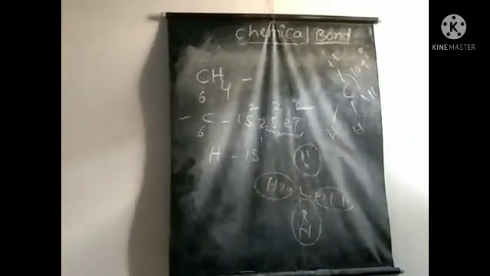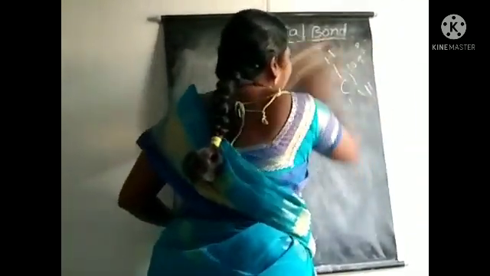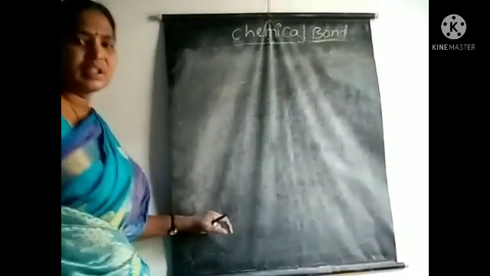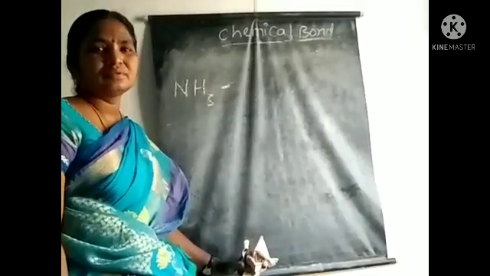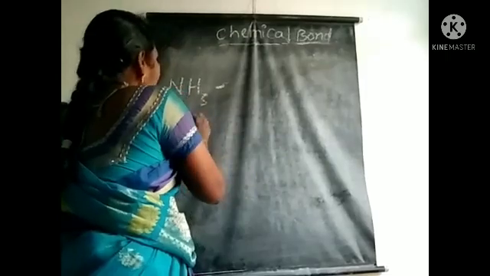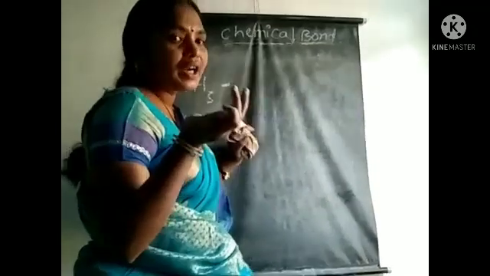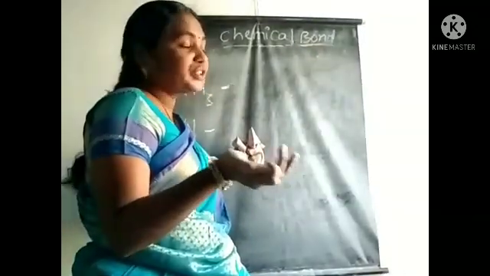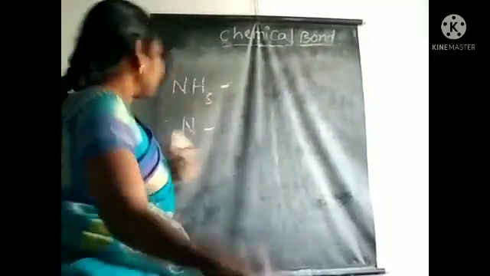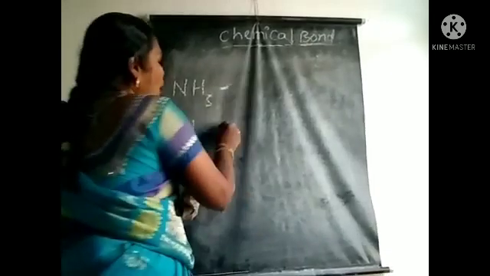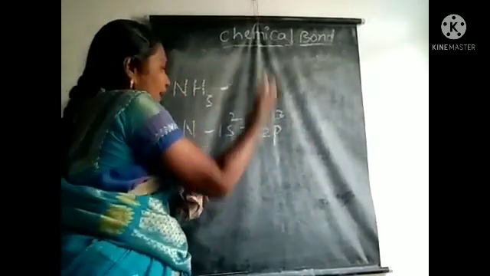Next, observe the last example, ammonia, NH3. Okay, next ammonia, nitrogen. What is the atomic number of nitrogen? Hydrogen, helium, lithium, beryllium, boron, carbon, nitrogen. Nitrogen's atomic number is 7. So it contains 1s2, 2s2, 2p3. The electronic configuration is like this.